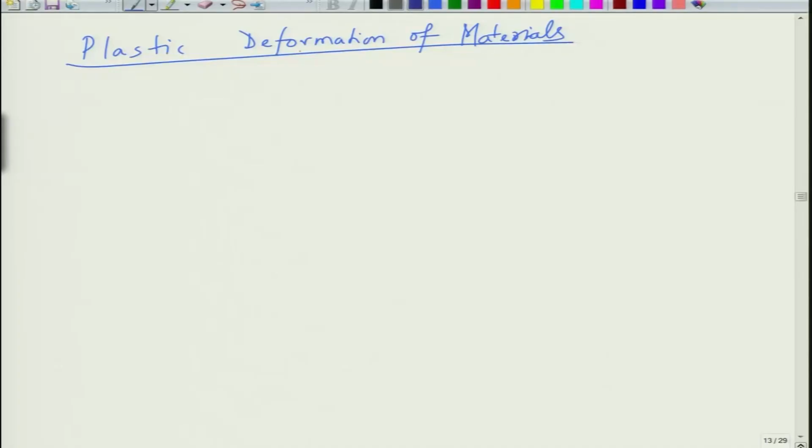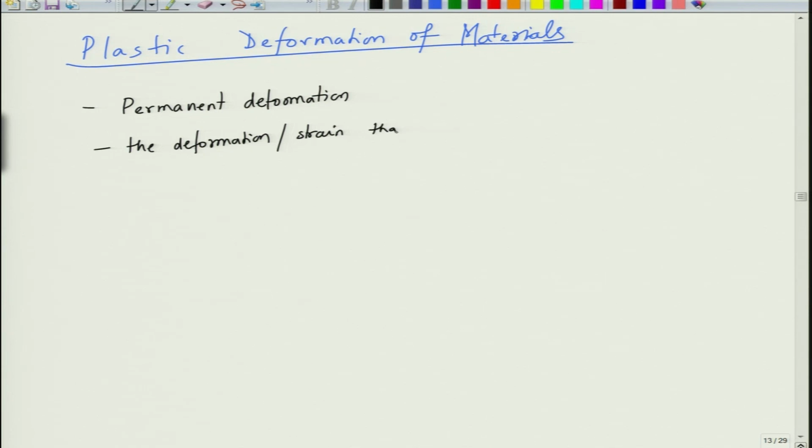Plastic deformation on the other hand is basically permanent deformation, that is the deformation or strain that cannot be recovered upon removal of load.